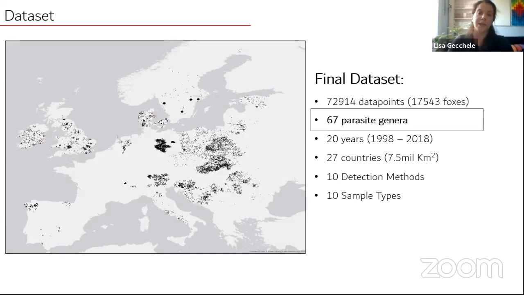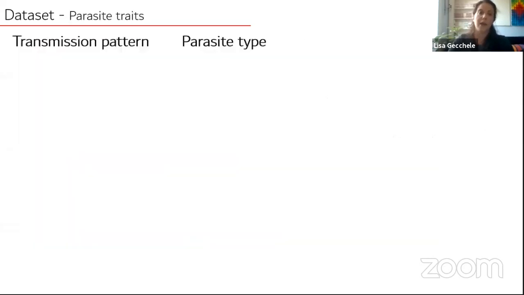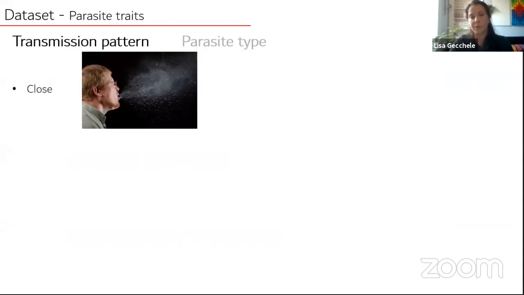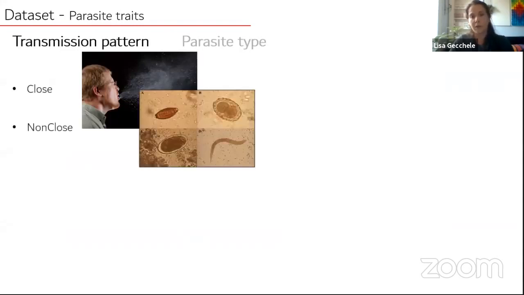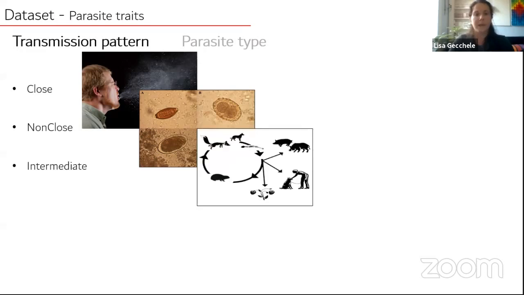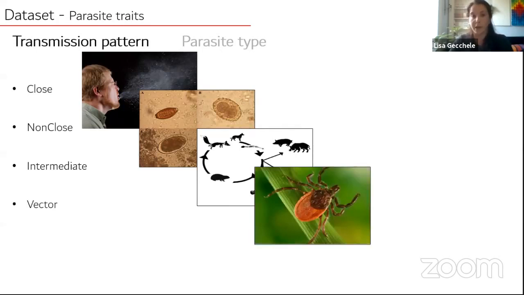So what I ended up doing was actually classify these parasites according to a set of functional traits. In particular, I used transmission pattern and parasite type. For the transmission pattern, you will have the closely transmitted parasites, which are airborne and contact-borne. The non-close, the ones that persist in the environment until a new host comes and picks them up. The intermediate host, which require an intermediate host, and the vector, which require a vector to transmit.